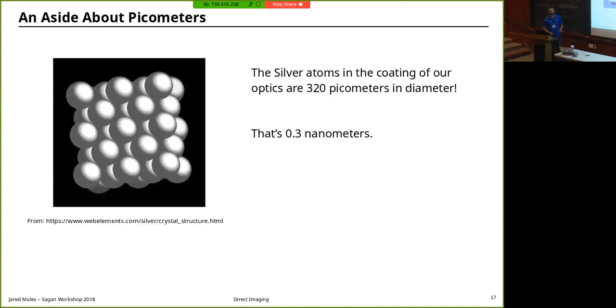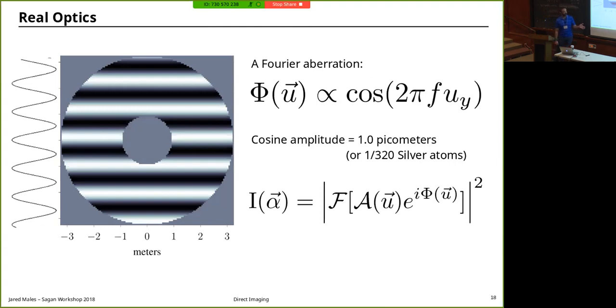So a quick aside on picometers. You're hearing people like me talk about picometers a lot because this is the stability we think we need in space telescopes. We throw this word around a lot without really talking about what it means. We coat our mirrors in silver atoms. We use silicon atoms. Our telescopes are made out of big atoms. Those atoms are 320 picometers across. So when we say the 1 picometer sine wave, I just want you to keep in mind the level of precision that we're invoking. So we have this cosine wave. It's 1 picometer, or 1/320th of a silver atom.